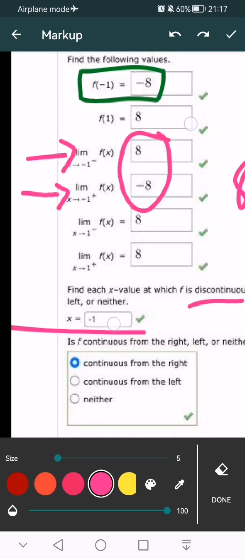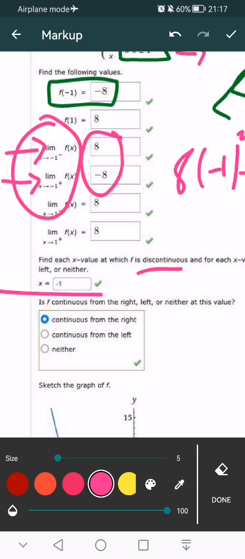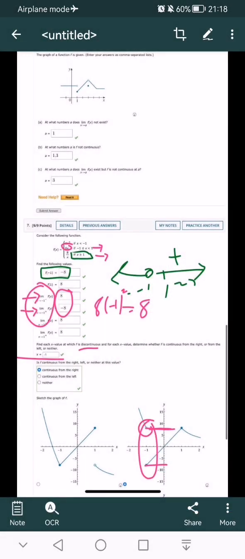So you can see that from the equations, because the limit as x goes to the value from the right side must be equal to the left side for it to be continuous, otherwise it will be discontinuous. Okay, so I finished this one, but I will now go to the last question.